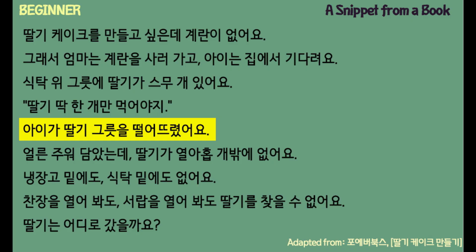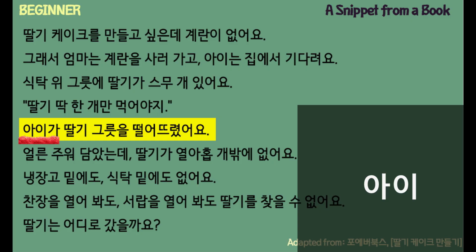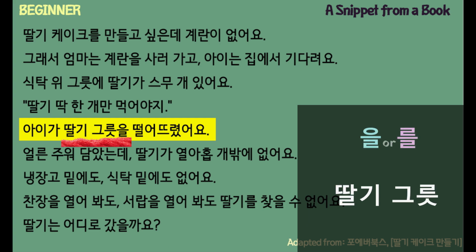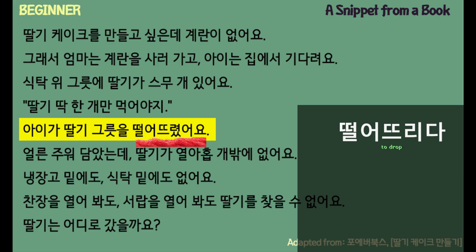아이가 딸기 그릇을 떨어뜨렸어요. 아이 means child, and the subject marker 가 is used because the child is the one performing the action. 딸기 그릇을 means the bowl of strawberries, where 을 is the object marker. The verb is 떨어뜨렸어요, which is the past tense of 떨어뜨리다, to drop something.